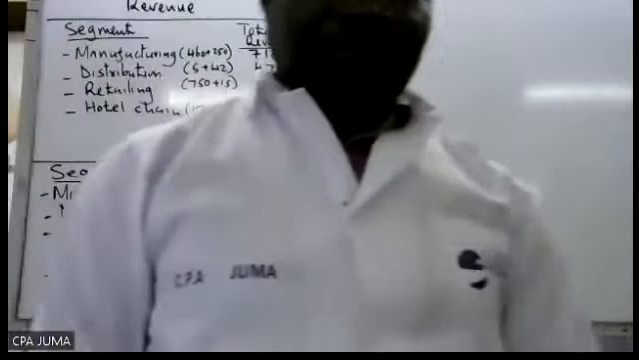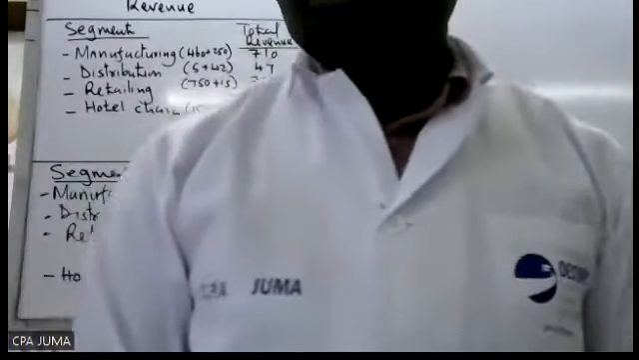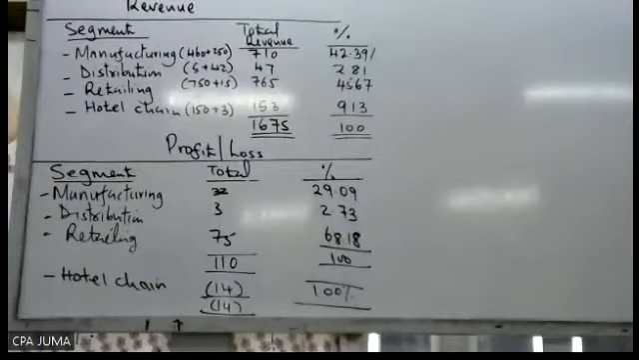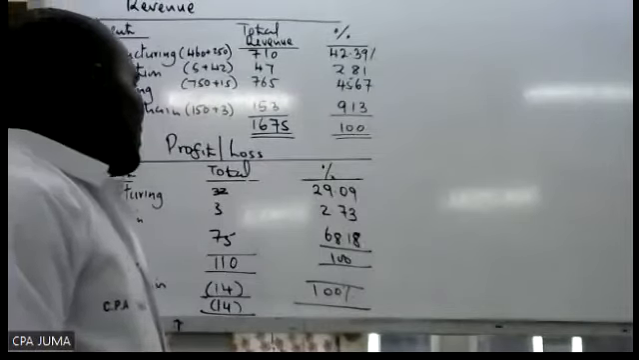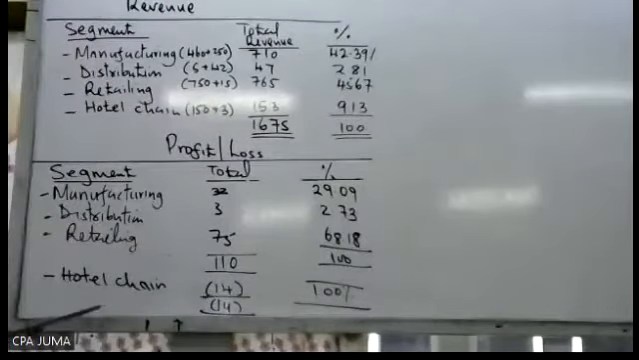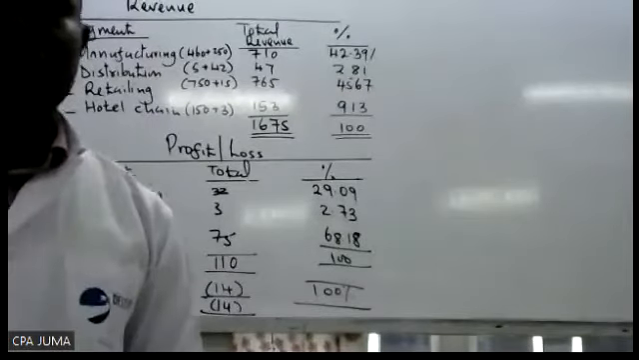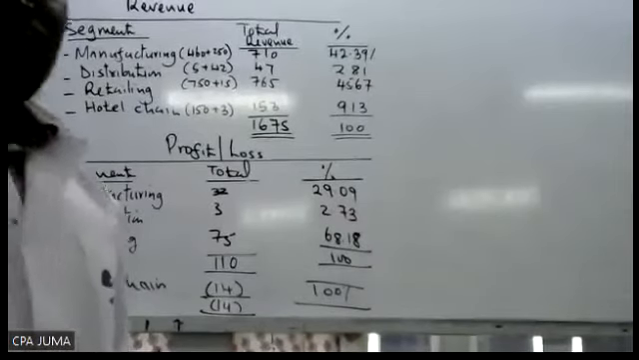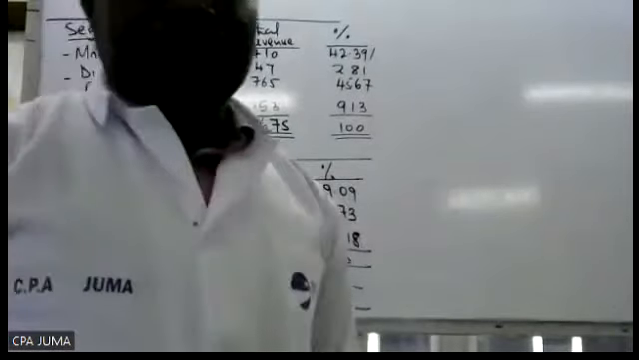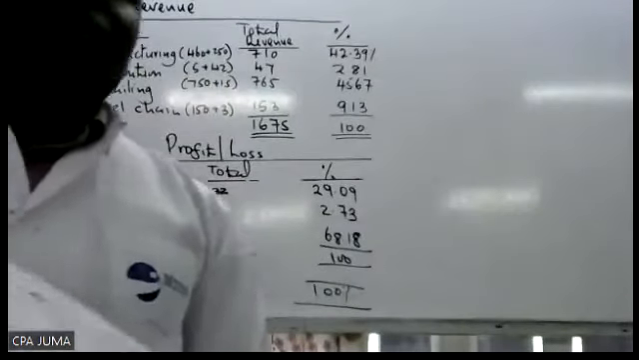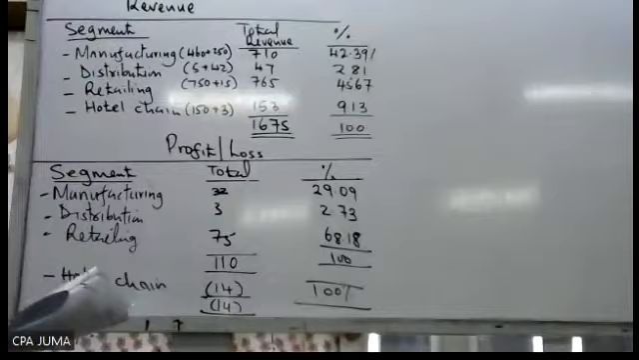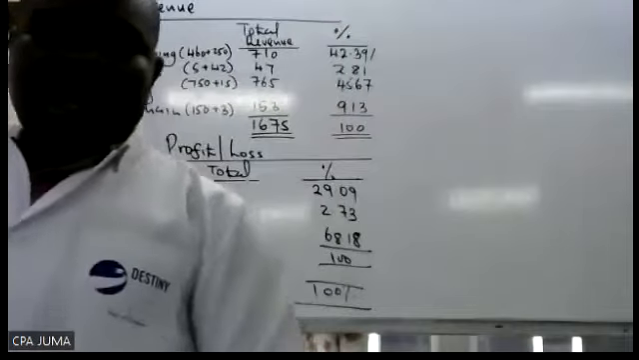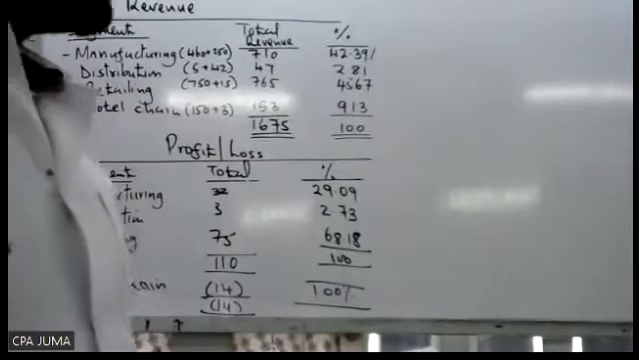2.73. So you write there and say, under this condition, manufacturing, retailing, and hotel chain are considered to be reportable segments. Full stop.